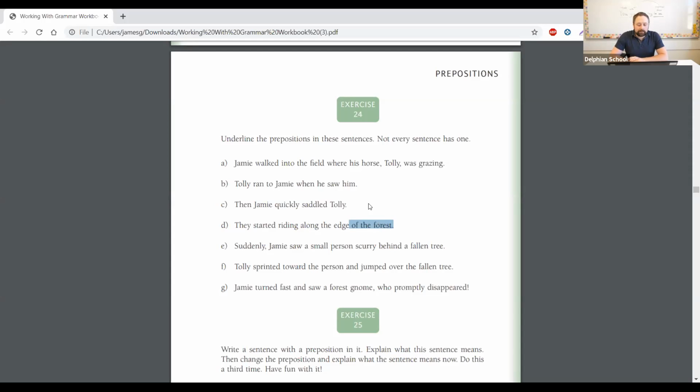You could move those around a little bit. You could put different prepositional phrases there, but this time they started writing along the edge of the forest. Great job.